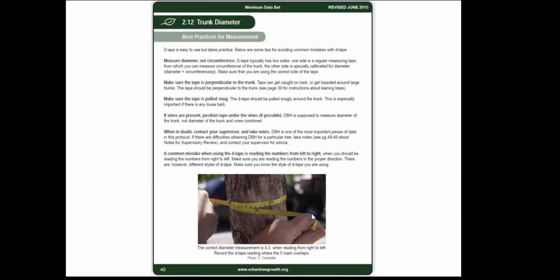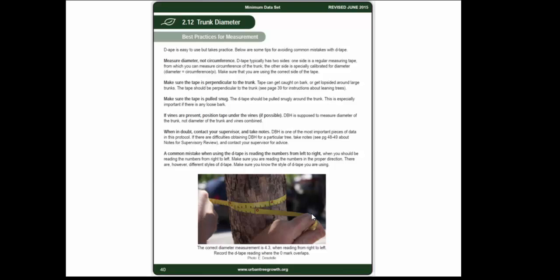DBH measurement. So I mentioned earlier that this field guide is online. Even if you don't want to borrow anything else from our field guide, you might find this one page useful. It's basically a distillation of those who have taught forest ecology and dendrology before, a distillation of all of the ways in which they would catch their students making mistakes. So we call it best practices, but it's really how not to screw up DBH.